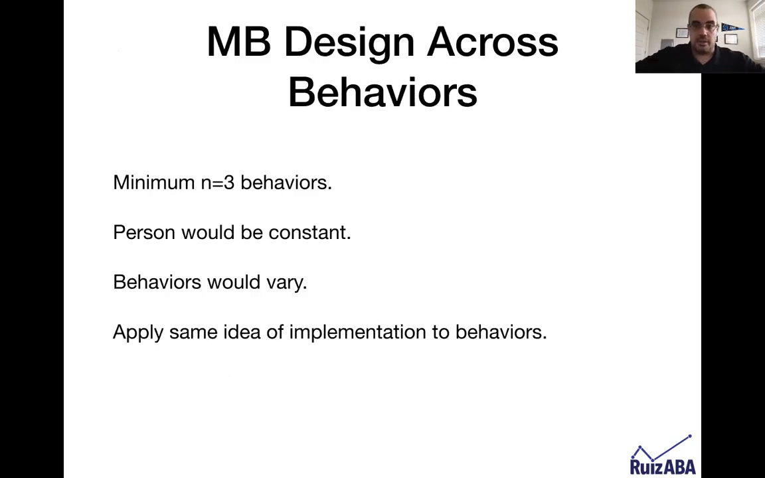Now, multiple baseline across behaviors would also be 1 person, but different behaviors. It could be things like activities of daily living skills: sweeping, wiping tables, washing windows. The person would be a constant. So 1 person, 3 behaviors. The behaviors would be the thing that varied. And you would apply the same idea as the previous 2. Again, baseline for the most stable behavior first, second most, and so on and so forth.